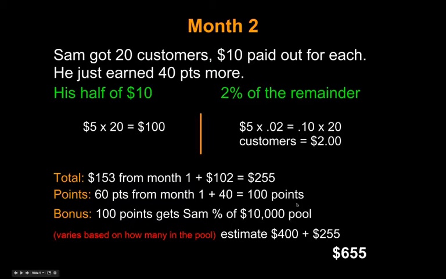Now that percentage can vary from month to month. There's a lot of variables. One of the main things is how many people reach this pool this month, because we're going to divvy the pool between the amount of people in it. Okay, so you get a percentage. It varies. So I estimated that this month it could be $400. So you get $400 of the pool plus the $255 adds up to $655. That's how we got that.